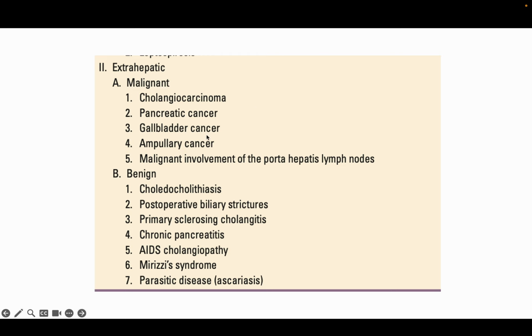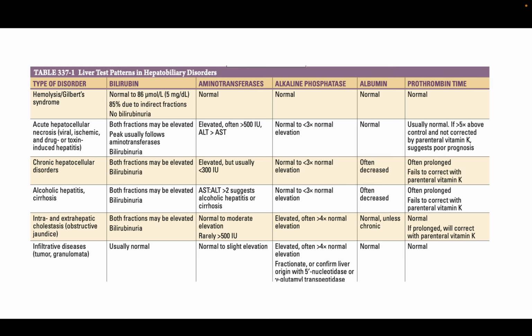Extrahepatic causes can be cholangiocarcinoma and pancreatitis. These can easily be found. Benign causes include choledocholithiasis, primary sclerosing cholangitis, AIDS cholangiopathy, Mirizzi's syndrome due to compression of the bile duct, and parasitic causes. Extrahepatic causes can be easily told. In them, sometimes ALT will be elevated, but ALP and bilirubin elevation will be more significant. Bilirubin will be around 10, 15, and sometimes in the 20s. So these are the various liver test patterns you generally see. In Gilbert syndrome, generally ALT and AST will all be normal.